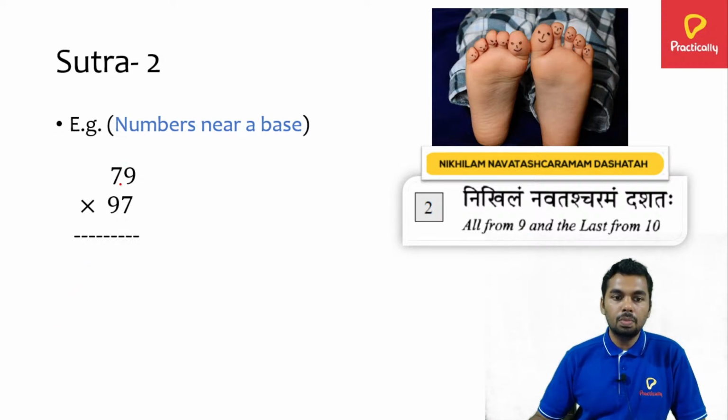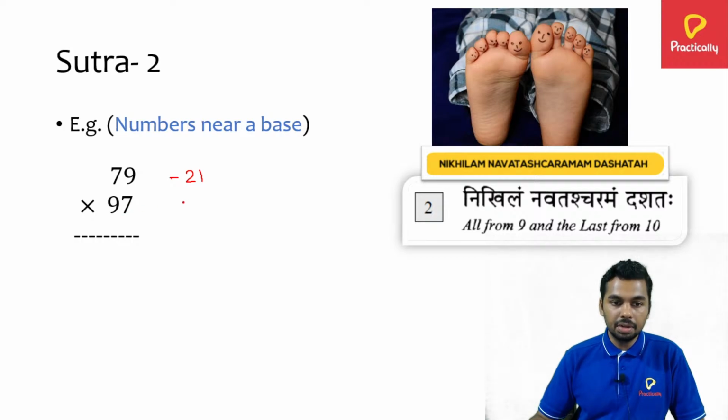So I want to do multiplication of two numbers which are close to 100. So 79 is one number and 97 is another number. Both of them are close to 100. So 79 is 100 minus 21. So I'll just write minus 21 on the side.